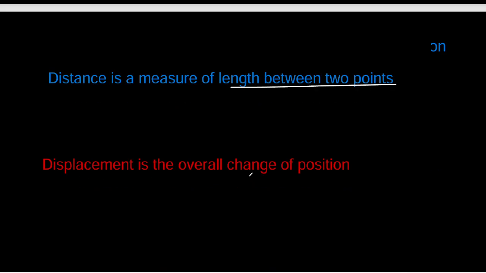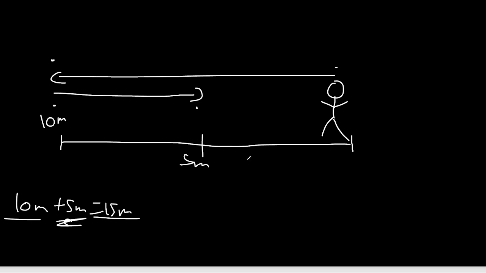So now, displacement is the overall change of position. So the change of position is defined as the ending position minus the starting position. So the ending position is at 5 meters minus the starting position, which is at 0 meters, is equal to 5 meters. So your change of position was 5 meters. This is the displacement, and this is the distance.